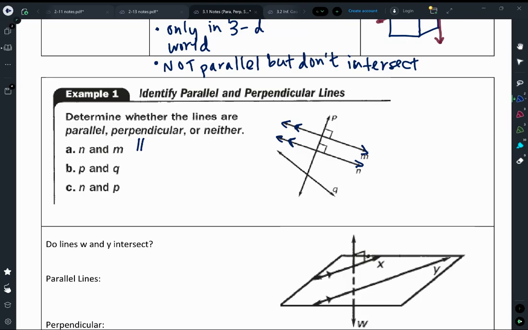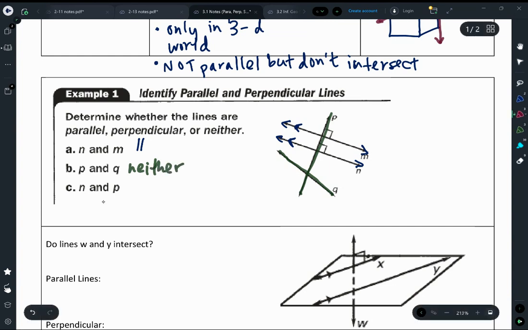P and Q. So P is here and Q is here. So they do cross, so they're not parallel. And they also don't have a box in the corner to show a right angle. So those are going to be neither. And they would not be skew, right? Skew is only in the 3D world.